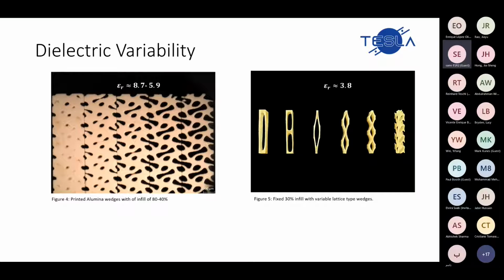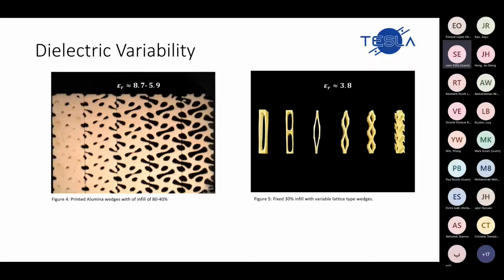So the first part of this project was to investigate how easily you could influence the dielectric constant using these printed ceramics. Some alumina wedges were printed where the lattice was kept consistent, but the infill percentage was varied, from 80 to 30%. However, the 30% was not stable enough to survive printing, so we only measured 80 to 40%. And these did not perform particularly well.